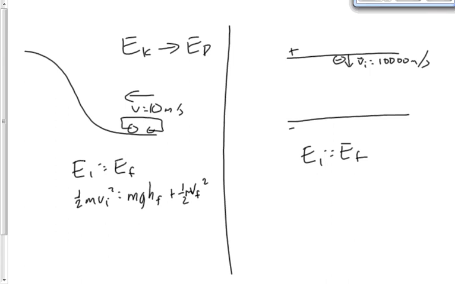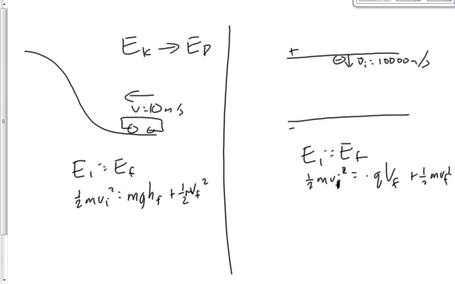When the car goes up the hill, we start off with kinetic energy. We end off with potential energy and maybe some kinetic energy as well. But the potential energy isn't mgh because it's not gravity. The potential energy is QV.